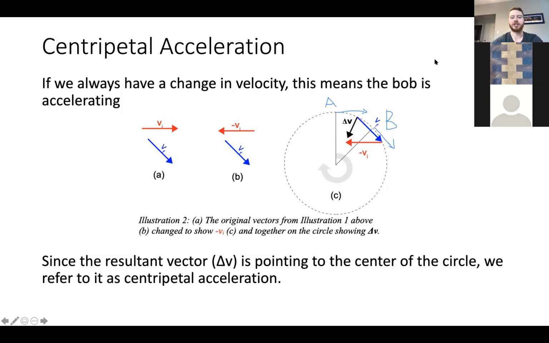Remember, acceleration is the change in velocity. So if we have the change in velocity, which is pointing towards the circle, this will give us centripetal acceleration. Again, centripetal acceleration is just an acceleration that points to the center of a circle.